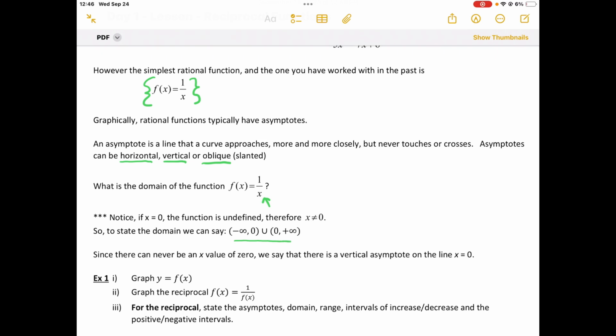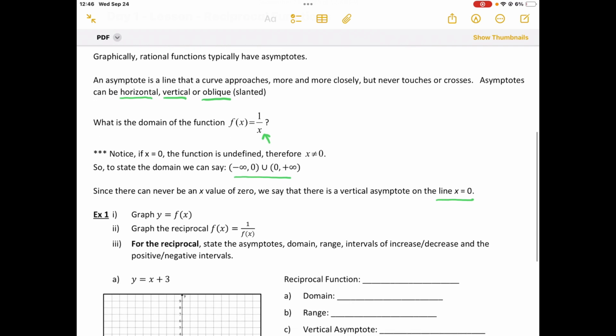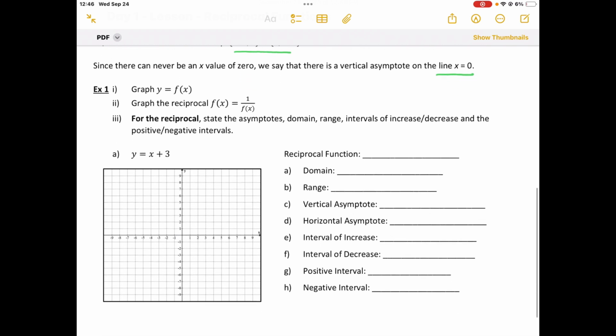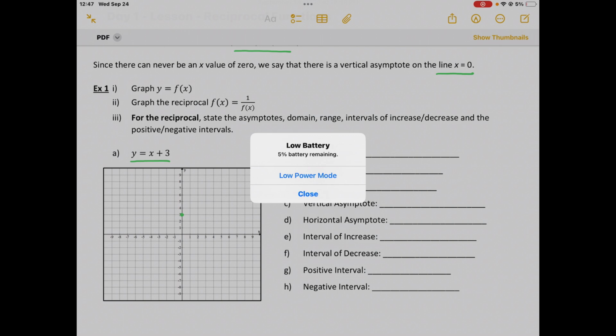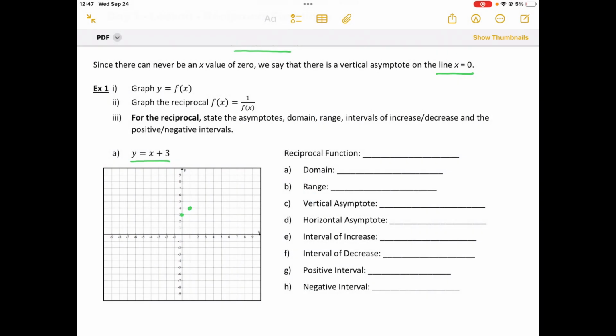We also say that because there can never be an x value of 0, there's an asymptote, and we represent asymptotes using dotted lines that you'll see on the graph below. So if I take a look at this first example, the first thing that I'm asked to do is graph y equals f of x. F of x in this case is x plus 3, which is a line with a y-intercept of 3 and a rise over run of 1.